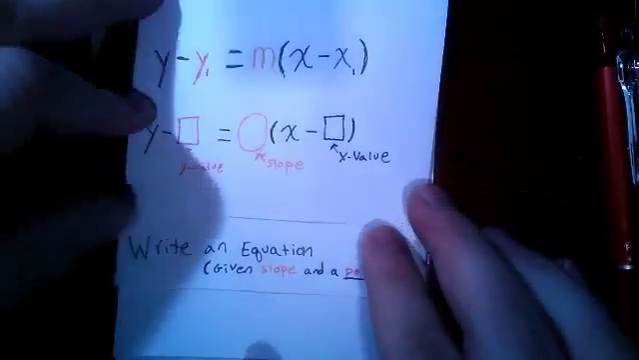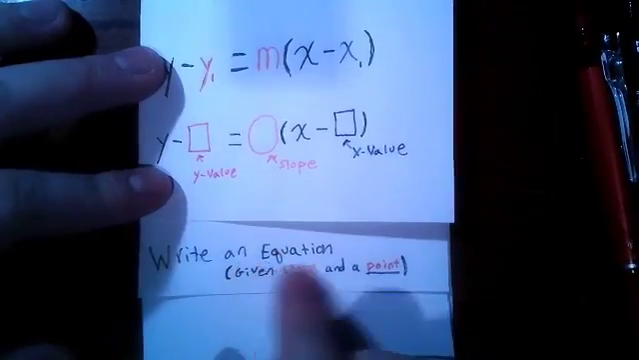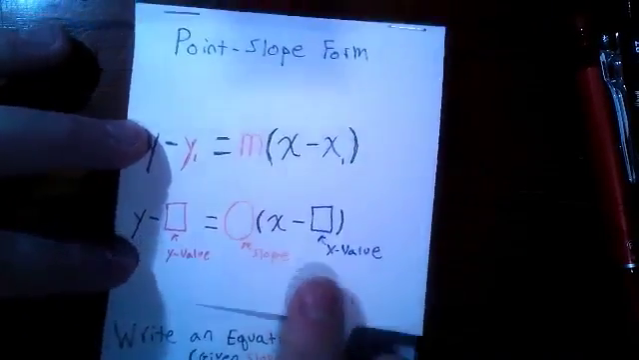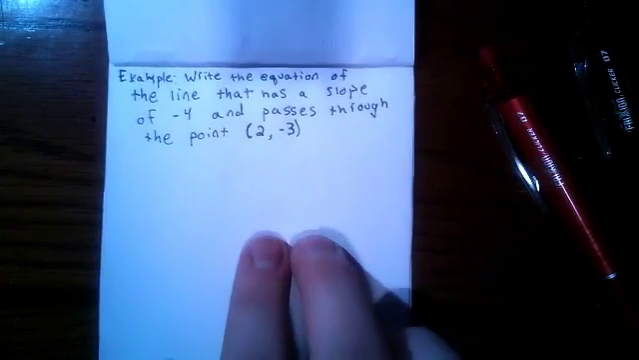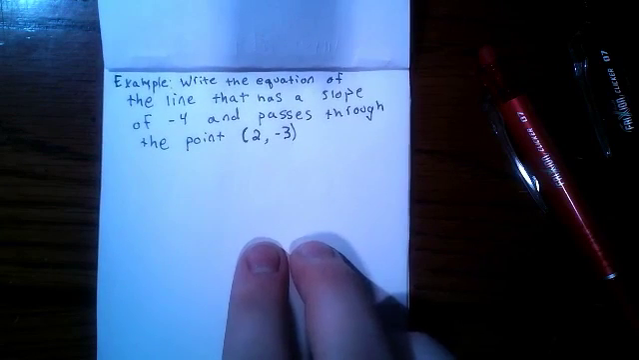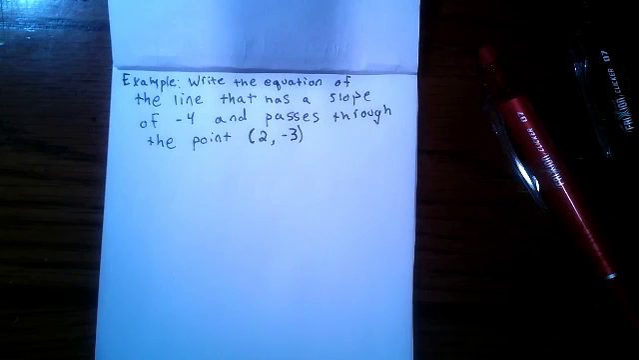In this video we're going to go over how to use point-slope form when you're given the slope and a point. So you're going to lift up this cover, and here's our question right here. Write the equation of the line that has a slope of -4 and passes through the point (2, -3). Now you're not going to be asked in a question like this to use point-slope form, right? It doesn't say that anywhere in here. It just says write the equation of the line.